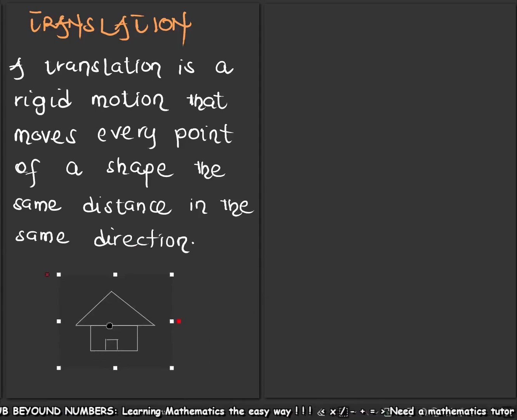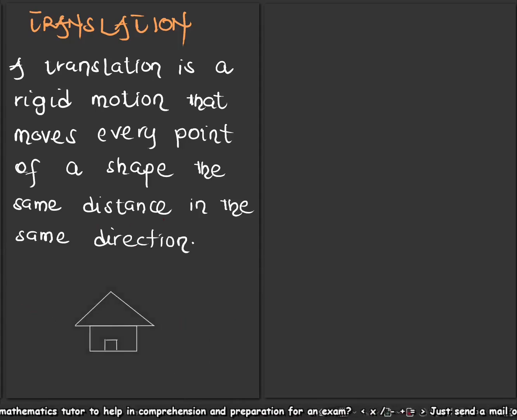That is translation. Now we are saying it's a rigid motion, as I said earlier on, because it does not change the size, neither does it change the shape. It only changes its position. So when we change the position, we are undergoing a rigid motion. With the basic understanding of translation established, let's look at how we translate vectors.